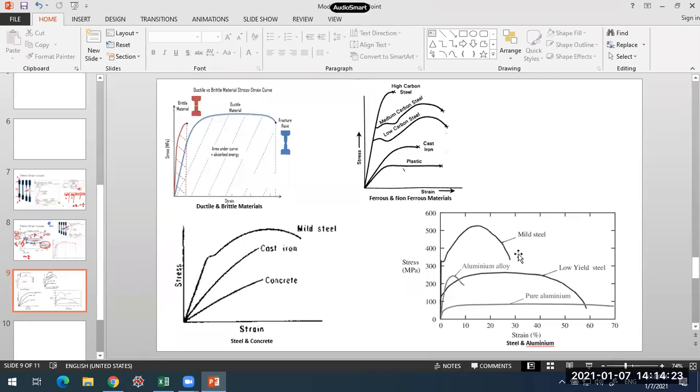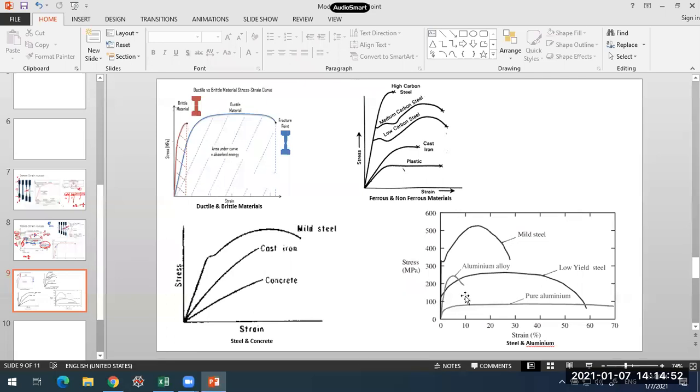Another way is ferrous and non-ferrous material. If you compare, so it is aluminum. What you can see here, aluminum will exhibit this elastic behavior, and later you'll find plastic deformations in it. A very small yield point you will find over there. So that is a non-ferrous material, in the case of aluminum.